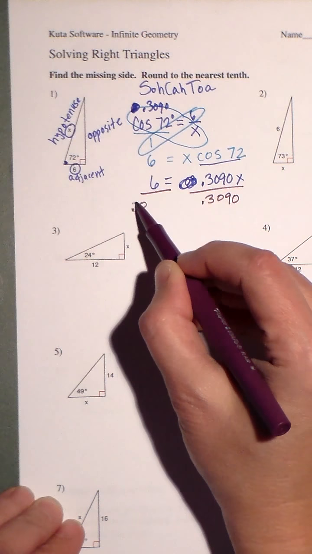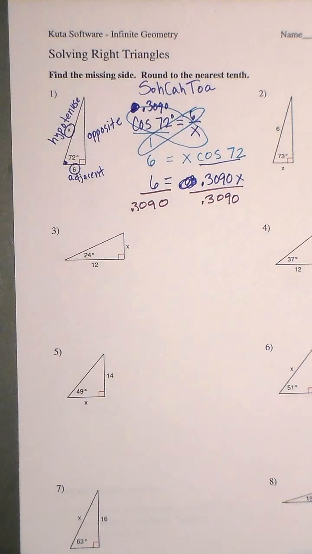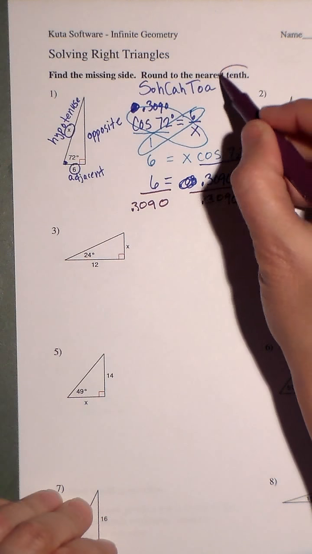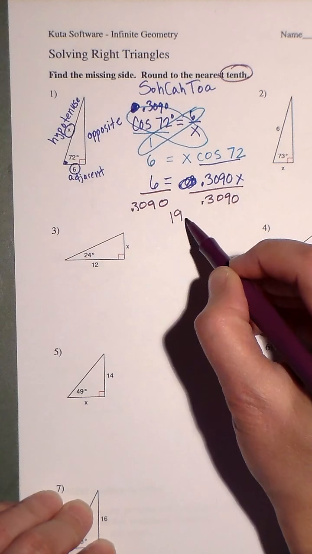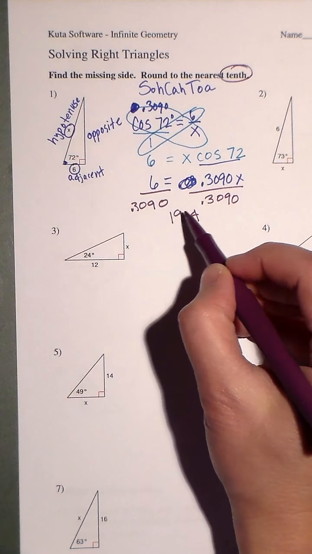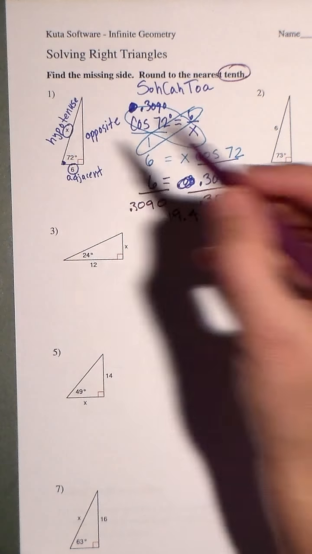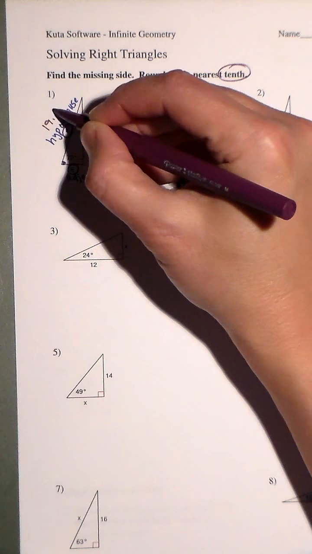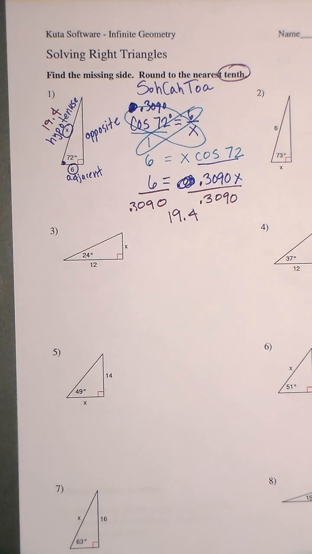When I do the division, I'm going to divide the 6 by 0.3090. And when you do that, you get 19.42, and we're going to round to the nearest tenth, so it's going to be 19.4. And that's going to be the length of the hypotenuse. So the hypotenuse is 19.4.